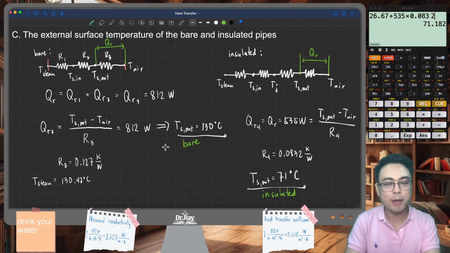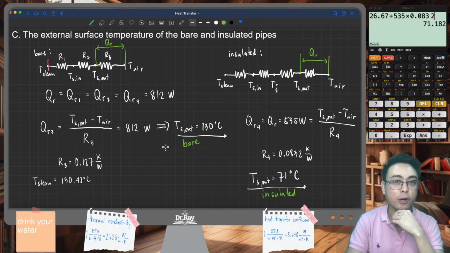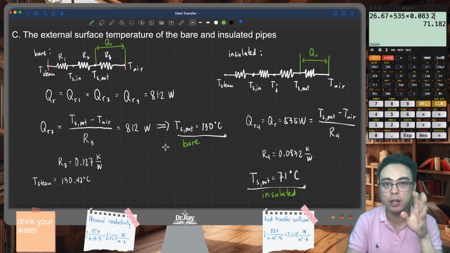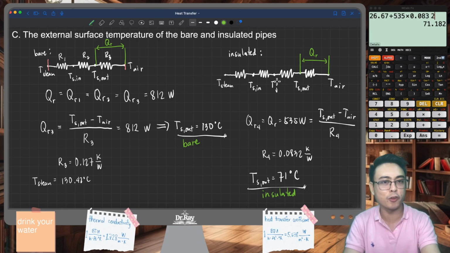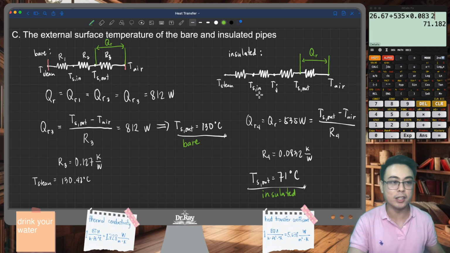So to recap, in this example, we were able to construct an equivalent resistance diagram for conductive and convective resistances in series. And we were able to calculate the overall external temperatures. And using this method, you can also calculate for the other temperatures involved in this system.